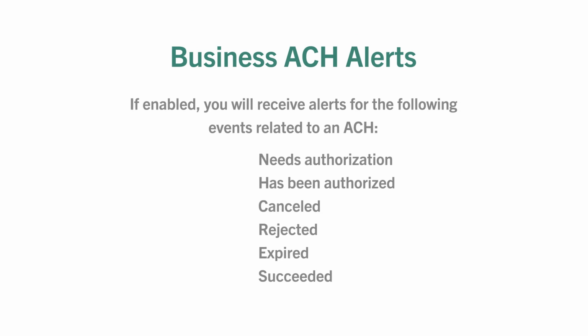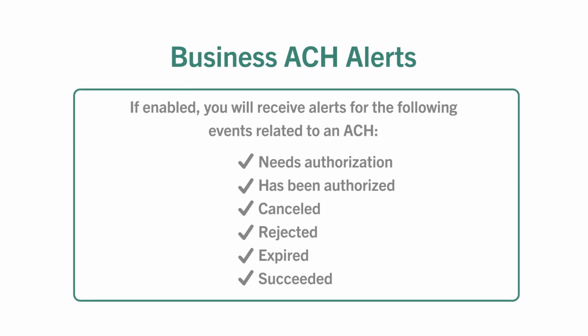Company administrators can establish alerts to stay informed on the status of ACH files, allowing you to maintain oversight of this function. You will receive an alert when an ACH needs authorization, has been authorized, is canceled, is rejected, has expired, or has succeeded for your company.